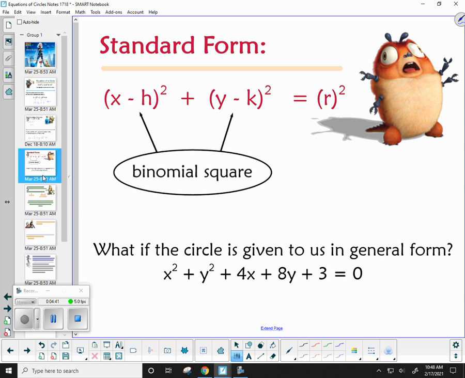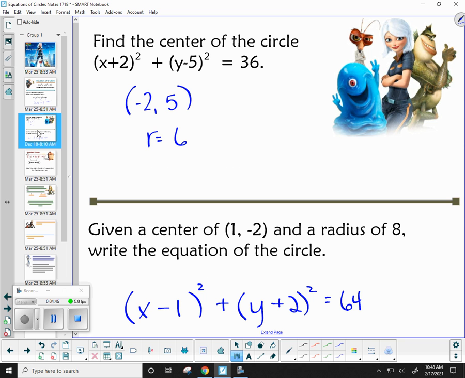Meaning, this is a binomial squared, and this is a binomial squared. Back here, we could have multiplied this all out. We could have distributed this, distributed it over here, added them all together, and got everything on one side. That's what general form is.